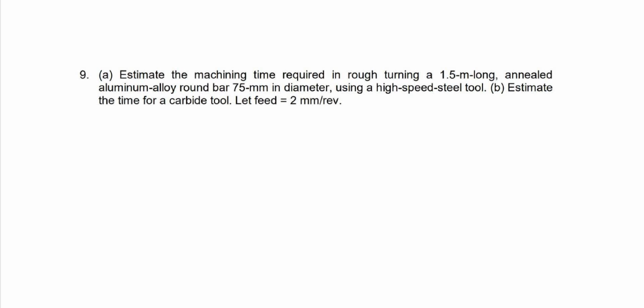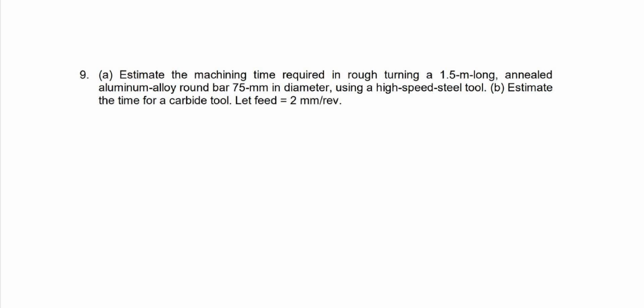Continuing with homework 5, let's proceed to problem number 9. The statement for problem number 9 reads as following. Estimate the machining time required in rough turning a 1.5 meter long annealed aluminum alloy round bar 75 millimeter in diameter using a high-speed steel tool, and B, estimate the time for a carbide tool. Let the feed rate be 2 millimeters per revolution.